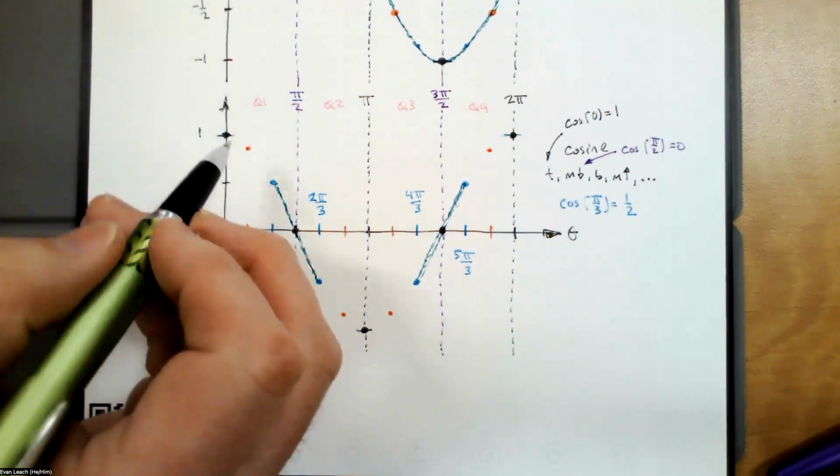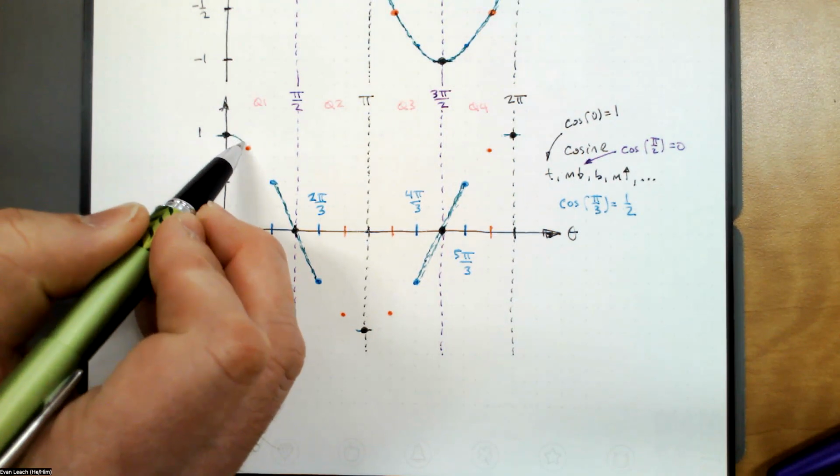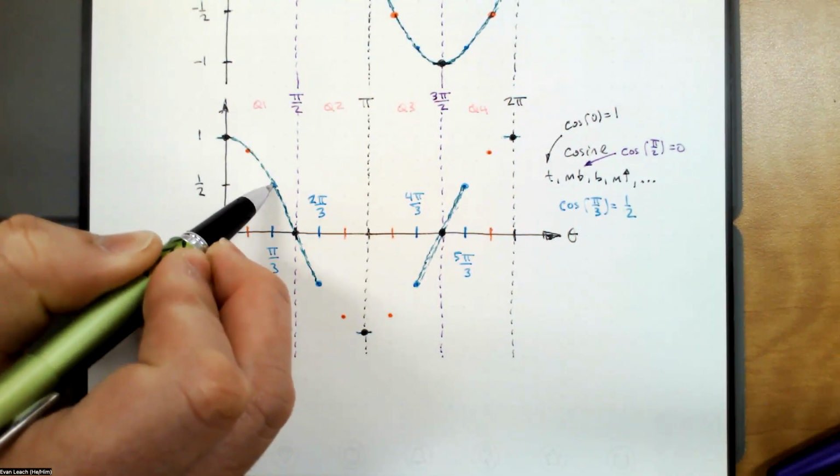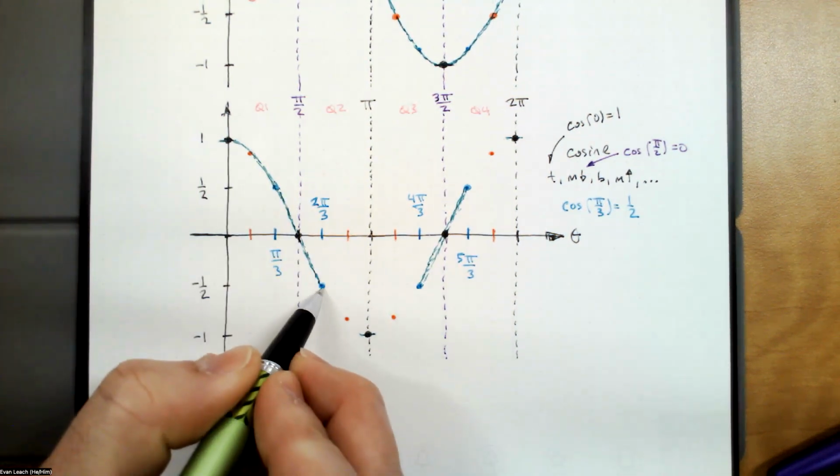Then we just connect the flat parts through our root 3 over 2. And then we bend that so it connects up with the line. And we make it look nice and smooth.